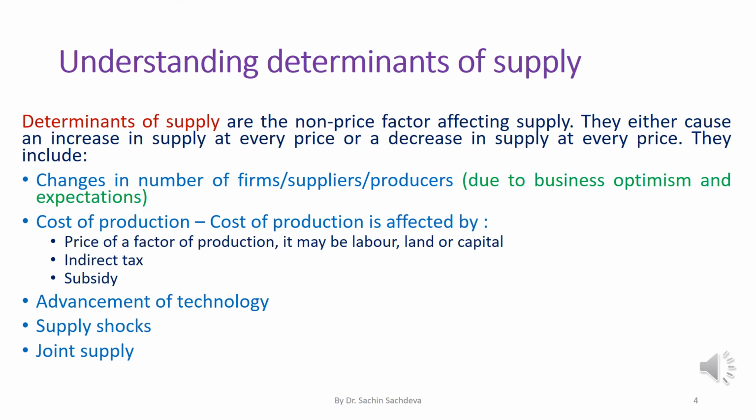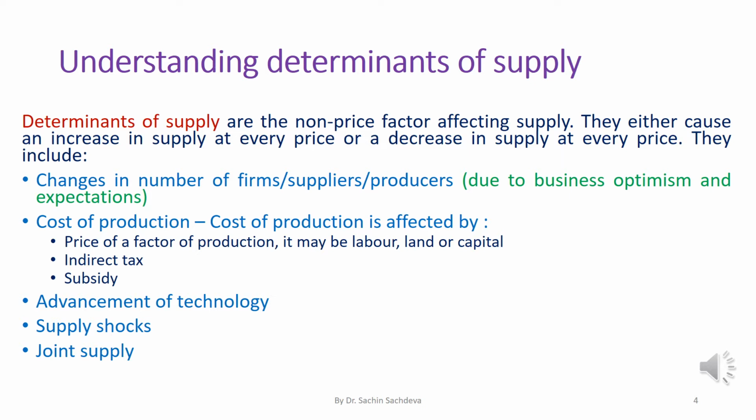Now let's understand determinants of supply. What does it mean? Determinants of supply are all the non-price factors affecting the supply. They either cause an increase in supply at every price or a decrease in supply at every price.